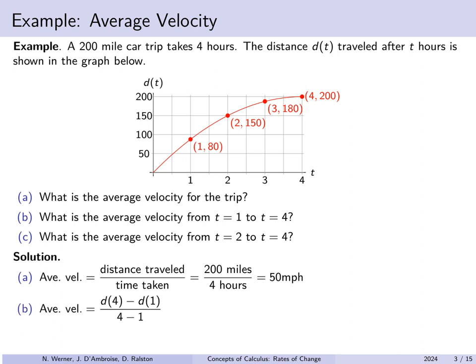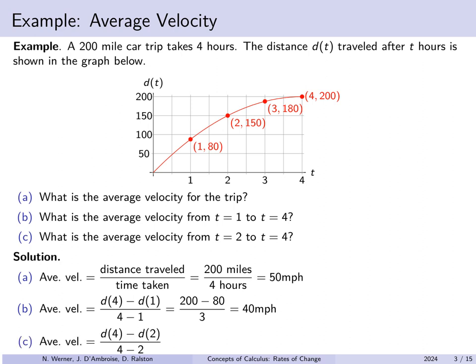However, if we look at part B and we're only looking from t equals 1 to t equals 4, we're just going to compute the distance at time 4 and take away the distance at time 1. That will give us the distance between time 1 and 4, and then divide by 4 minus 1. So 200 miles at time 4 minus 80 miles at time 1 divided by the 3 hours it took to go from time 1 to 4, gives us 40 miles per hour average over that time period.